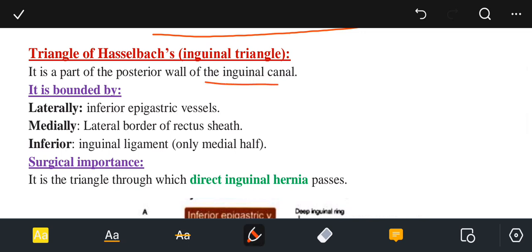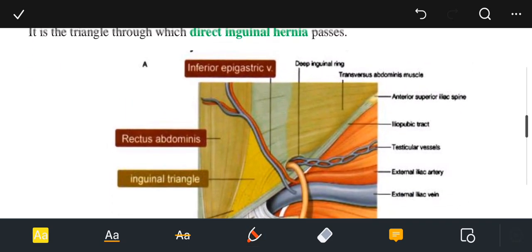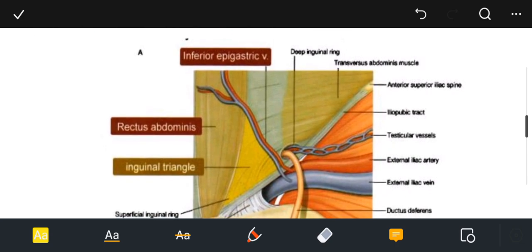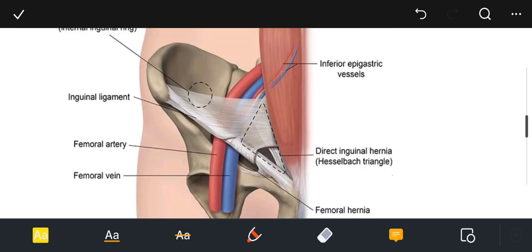It is bound. So the Hesselbach triangle, I think they have given a picture of that. I guess this is the Hesselbach triangle. This thing is the Hesselbach triangle over here. So they have given the boundaries of the Hesselbach triangle.